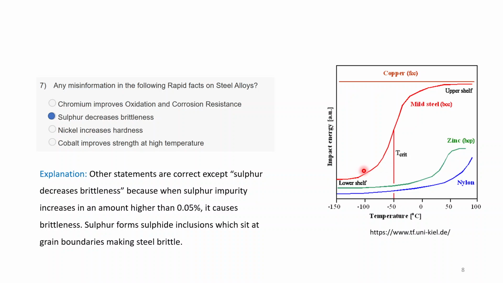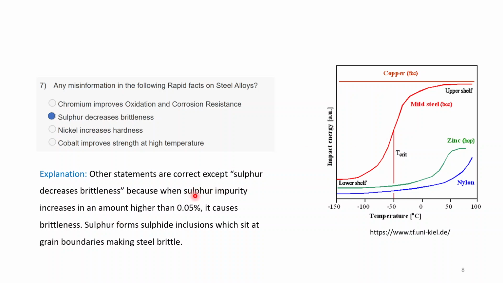Here you can see this for various materials. In case of mild steel, it shows a ductile to brittle transition type of nature, while in case of nylon and zinc, this transition is not that sharp. Below minus 50 degrees Celsius it has very low toughness, and above this it shows good toughness. This type of phenomenon is also because of sulfur.